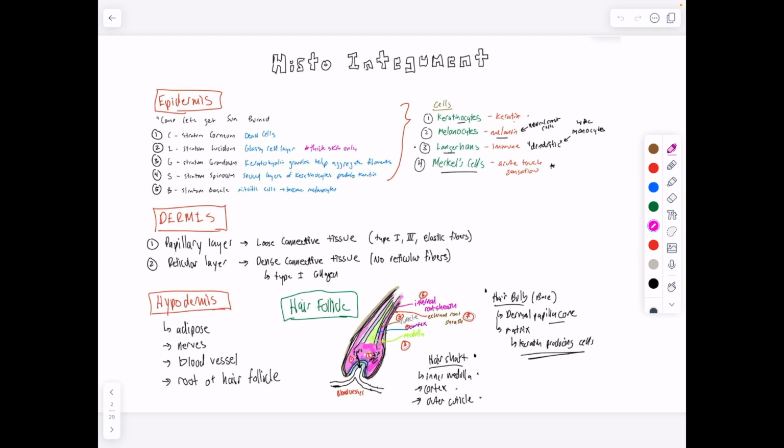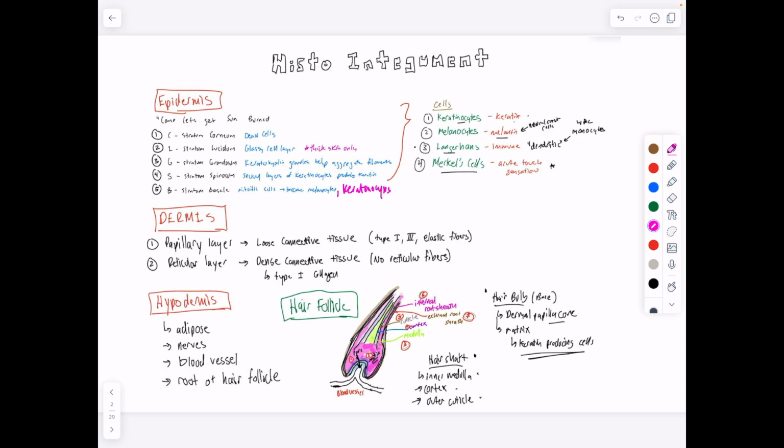Epidermis is the most superficial. It's "Come, let's get sunburned" for stratum corneum, lucidum, granulosum, spinosum, and basale. The stratum lucidum is in thick skin only, and sometimes you can't see it. It's a glassy cell layer. Corneum is dead cells. Granulosum are cells that have granules to help aggregate keratin filaments, and those are called keratohyalin granules. And then spinosum are several layers of keratinocytes producing keratin, and then our basal layer is our mitotic cells with the intention that they're going to become melanocytes and also keratinocytes.